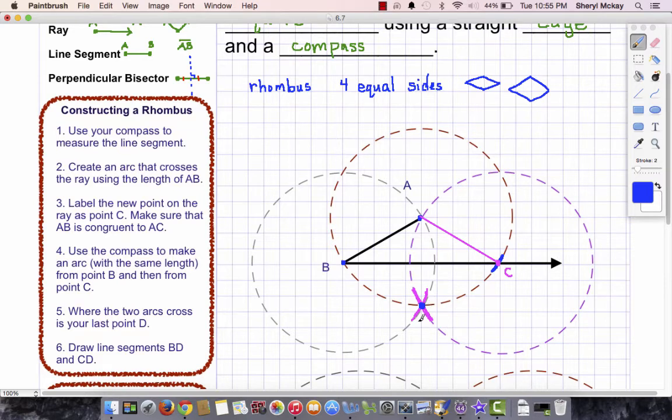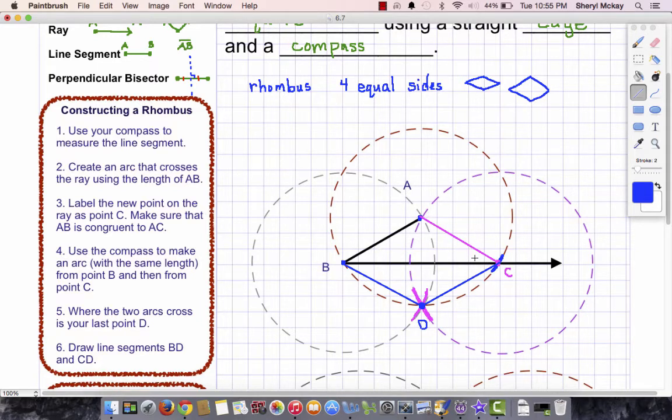Make point D, go ahead and make a mark there, and then you're going to take your straight edge and connect D to C and then B to D, and you just created a rhombus. And it's a perfect rhombus.